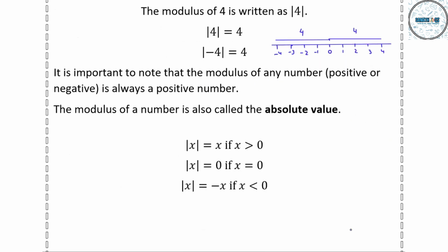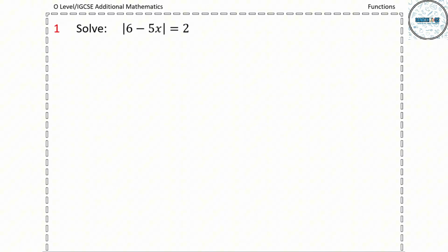The modulus of a number is also called the absolute value. Modulus of x is equal to x if x is greater than 0. Modulus of x is 0 if x is equal to 0. Modulus of x is minus x if x is less than 0. Now we will solve some equations related to absolute value functions.